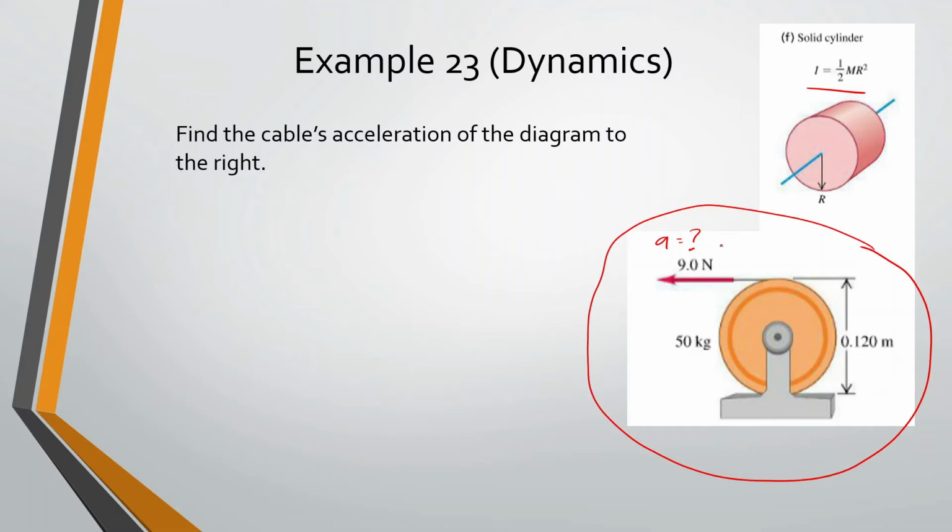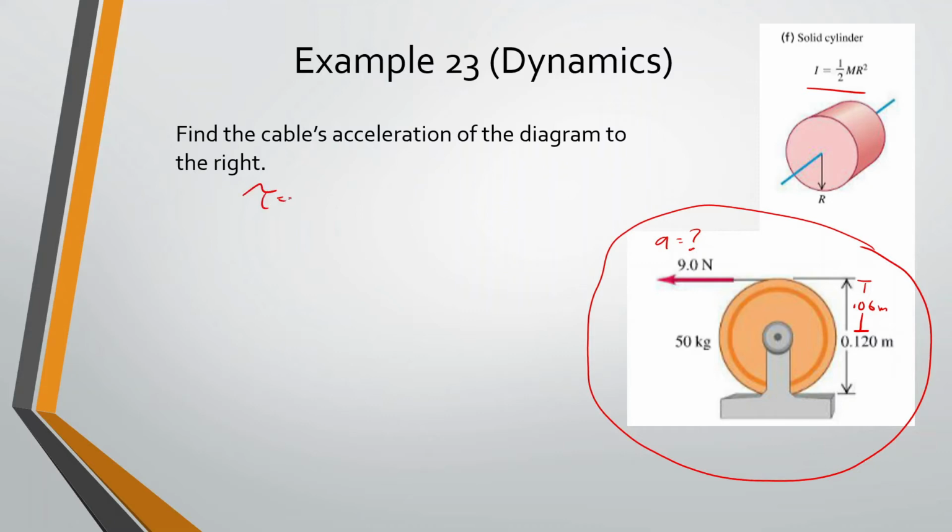So let's see how we're going to do this. We can find the torque of this. If the diameter of this is 0.12 meters, then we know that the radius is going to be 0.06 meters. Try to get as much information as you can. Knowing we have the force we're pulling this with, and we have the radius, maybe we can now figure out what the torque is.